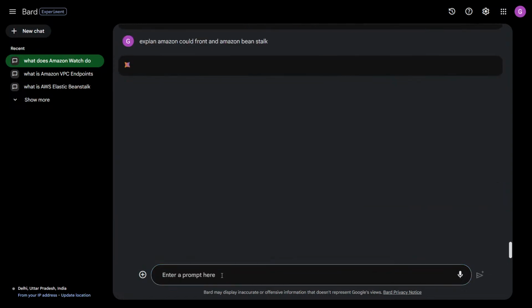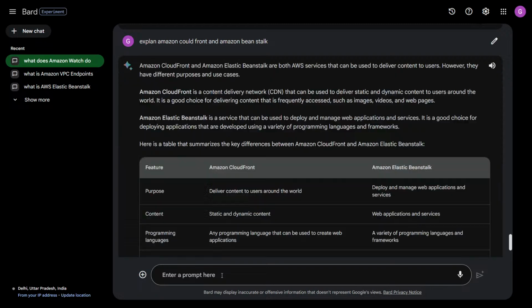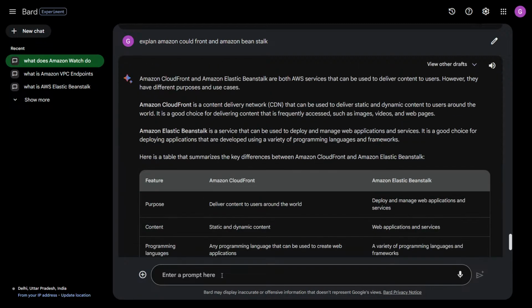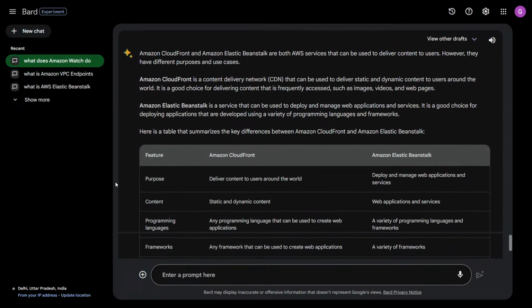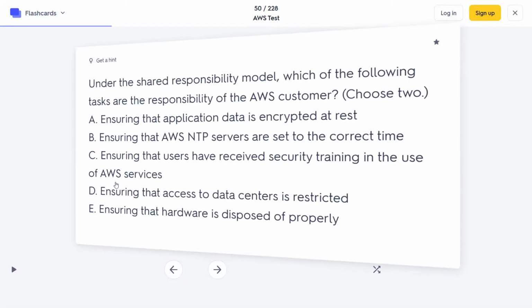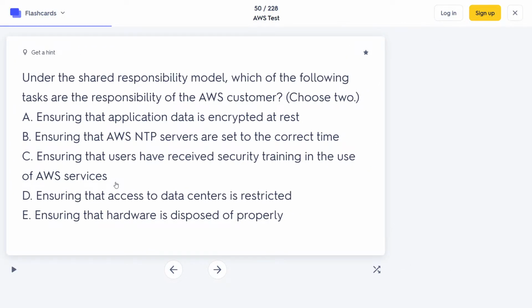Alright, let's get some more details, because there are particular questions, like four or five questions, which I am kind of confused about, so I would like to get more details every time I do them. So CloudFront is a CDN. Ah, thank you very much. That's pretty much all I wanted to know.